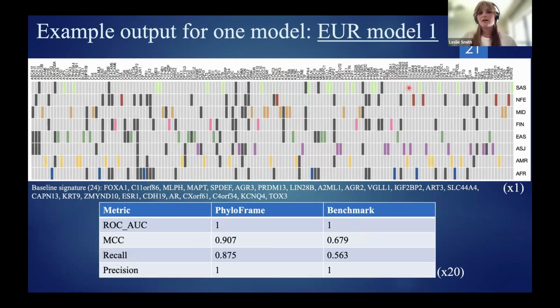If the box is colored light gray, it means that gene was not included for that ancestry. If it's dark gray, the gene was included for that ancestry as well as another ancestry. And if it's colored, it means that gene was included specifically for that ancestry. So this shows that we can go back and look at why genes were chosen. We'll have that for phyloframe, and then we'll have 20 sets of metrics to look at for every run.